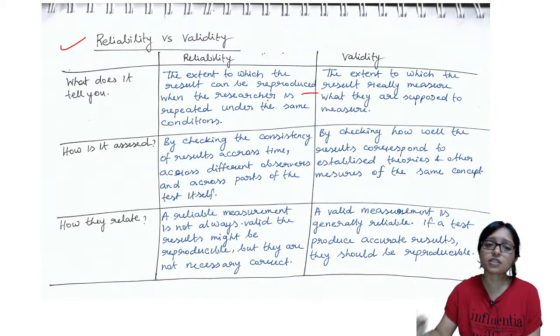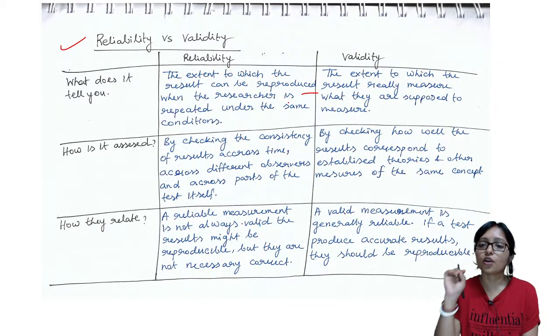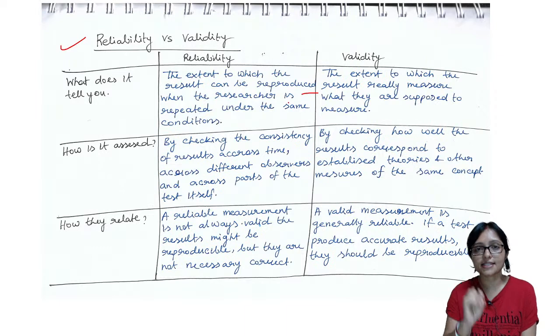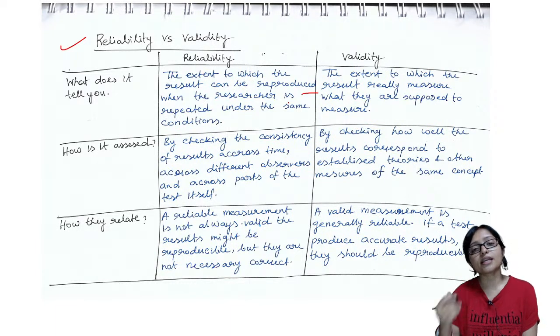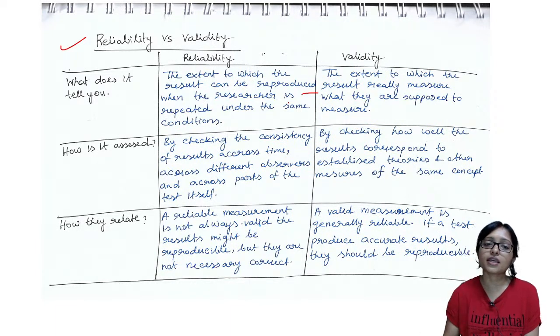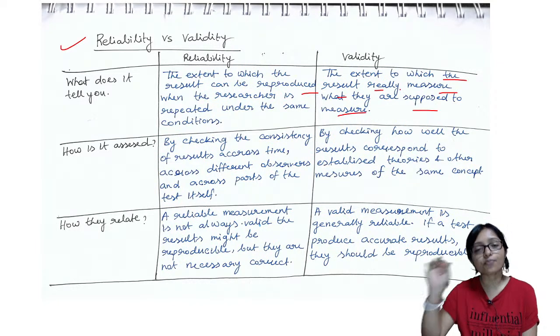The main concept of reliability and validity is that reproduce means again and again you are getting the same result. You are doing mathematics, you are doing research, you are doing a test, an experiment, and 10 times you are getting the same result, which means you think it is reliable. And validity is the extent to which the result really measures and gets the exact result.